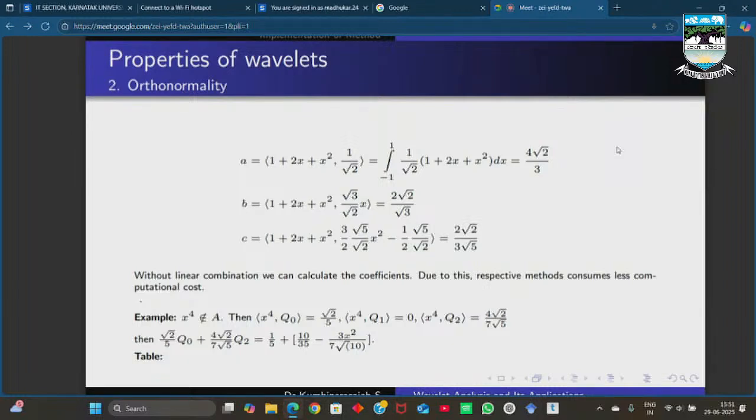Because if I use just a basis, it is time consuming. So that's why, while using a program, if you use an orthonormal basis, you may get the same solution, but the time will be reduced. And one more advantage is if x power 4 doesn't belong to A, because A contains only polynomials of degree 3 but not 4, then by using the basis I cannot express this x power 4, but by using the orthonormal basis I can express it as a linear combination.